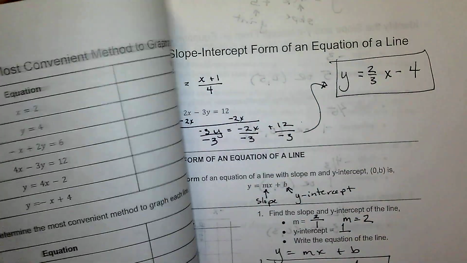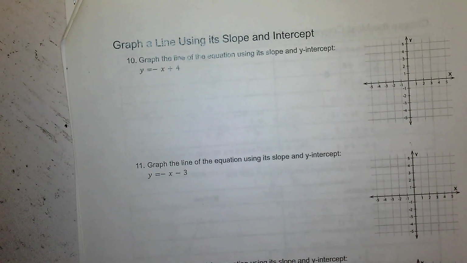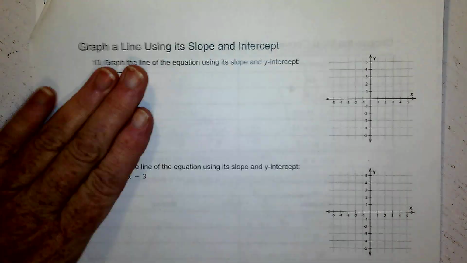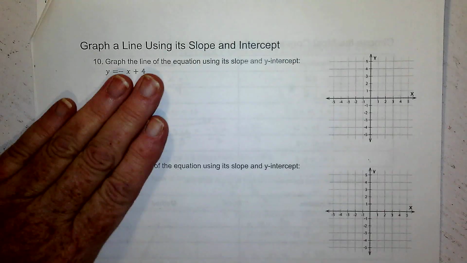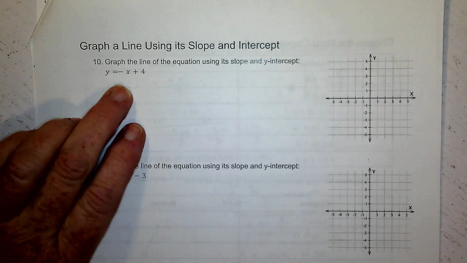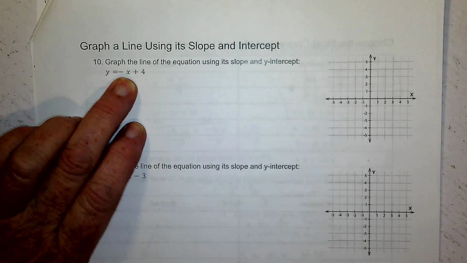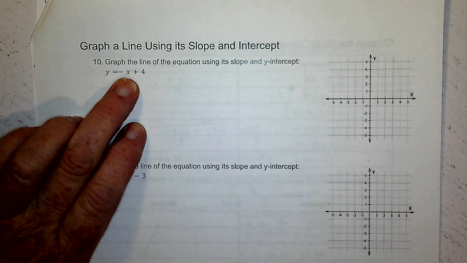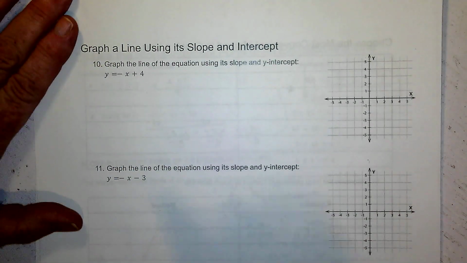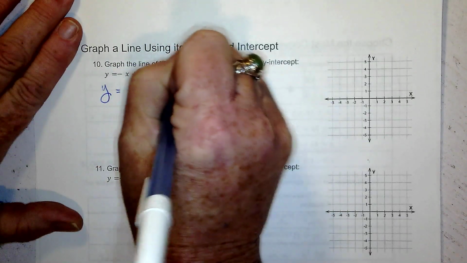Next page. I'm not going to use this pen anymore. Let's go to this one. Now we're going to graph the line using its slope and intercept. Now I gave you this one on purpose because the slope is a little bit more difficult to see if you don't understand what's in front of that x. The coefficient, which means the number in front of x, is not just a negative. It's negative 1. Remember, if there's not a number, it does not mean 0. It means, if it's got a negative there, that means negative 1x. So this is y equals negative 1x plus 4.